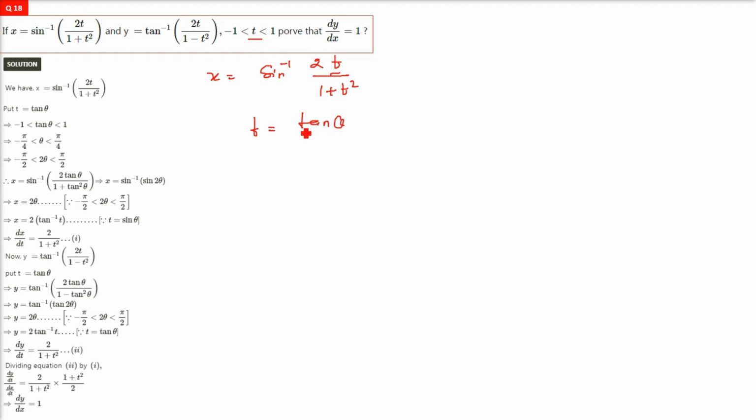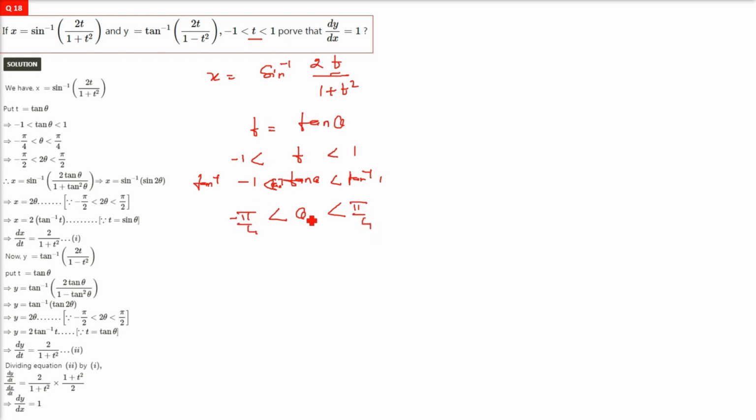When you take t equal to tan theta, you have to see that it stays within the boundary of the region the question has given. It is negative 1 to 1. So t is between negative 1 and 1. Let us take t as tan theta, so tan theta is between negative 1 and 1. Now let us take tan inverse on all these values in the inequality. When we take tan inverse of negative 1, it will be negative pi by 4. I already explained how in the previous discussions. So theta is between negative pi by 4 and pi by 4.